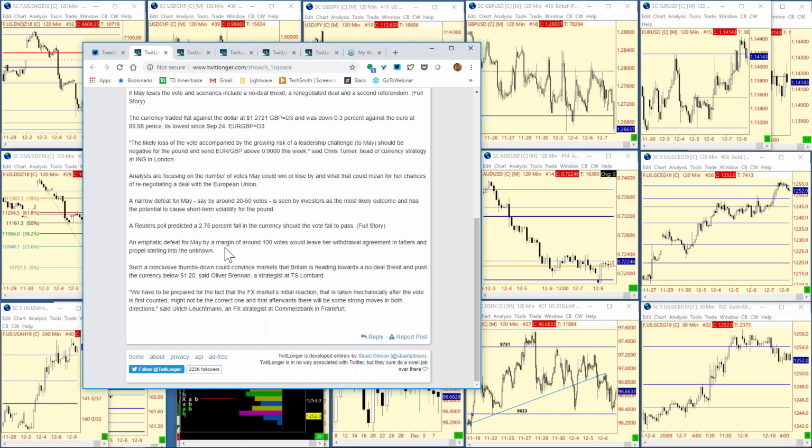An emphatic defeat for May by a margin of around 100 votes would leave her withdrawal agreement in tatters and propel sterling into the unknown. Such a conclusive thumbs down could convince markets that Britain is heading towards a no-deal Brexit and push the currency below 120, said Oliver Brennan, a strategist at TS Lombard.